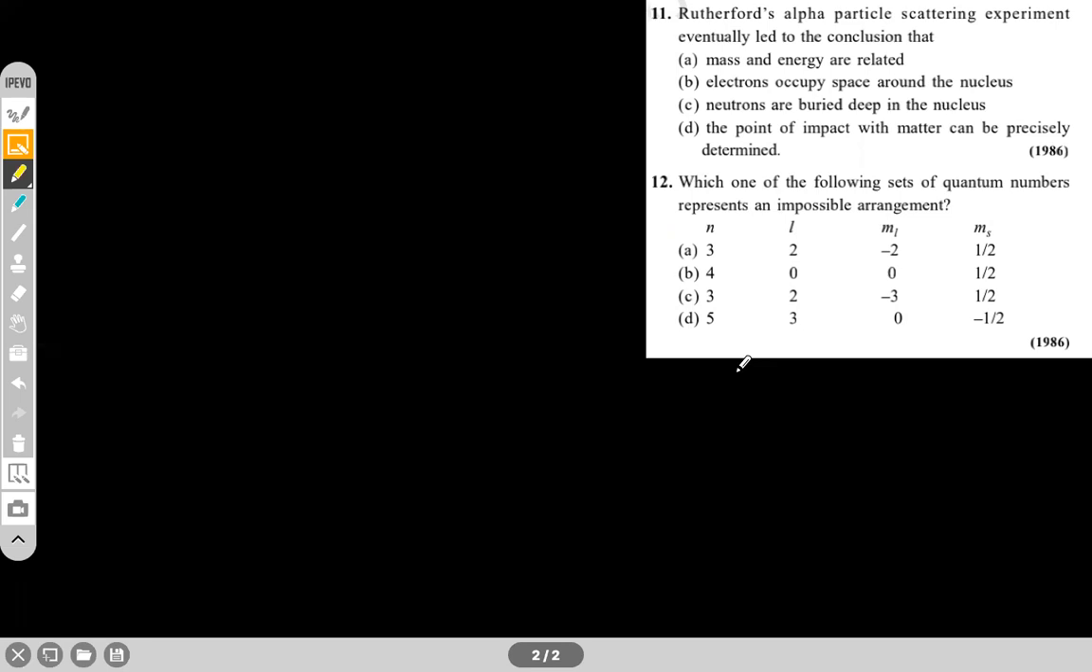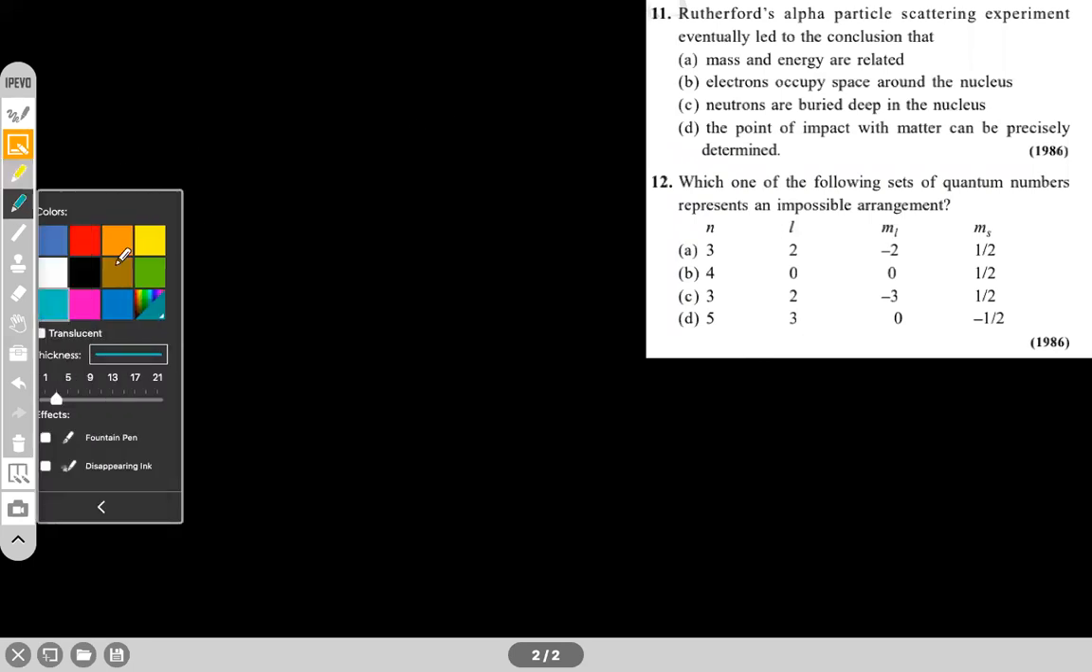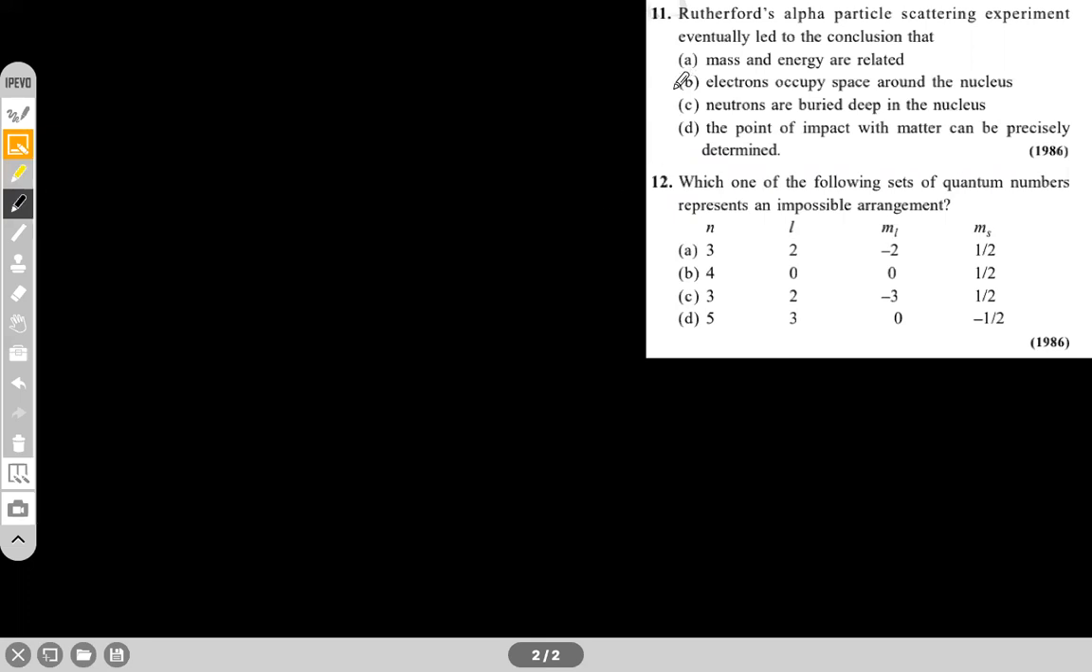So it is Rutherford, right? The point of impact with matter can be precisely determined is not at all given by Rutherford. Electrons are buried deep into the nucleus, which is not true. If it were true, then the atoms would not be stable. So C and D are wrong. Mass and energy are related is the Einstein equation, E equals mc squared, not given by Rutherford. Option B, electrons occupy space around the nucleus, is correct. So we are left with only option B.